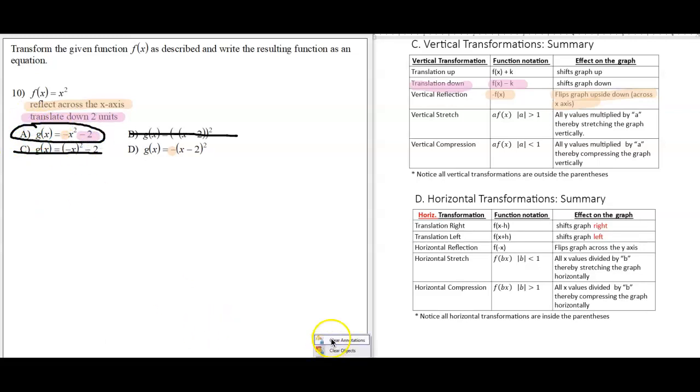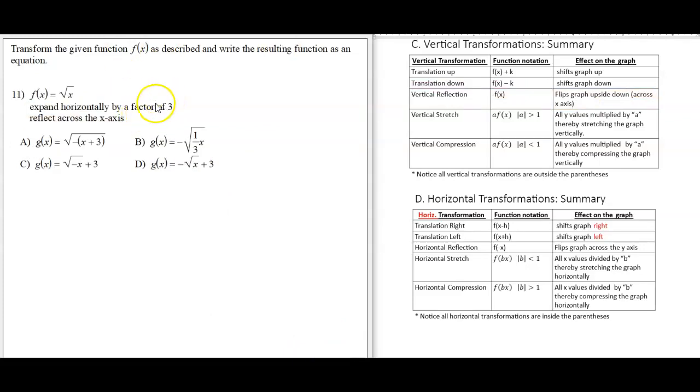All right. Let's go ahead and take a look at 11. Gosh, I wonder if the answer is A. I don't know. Let's see.